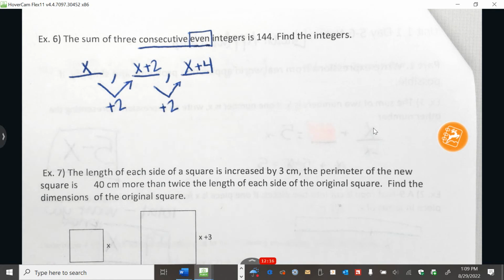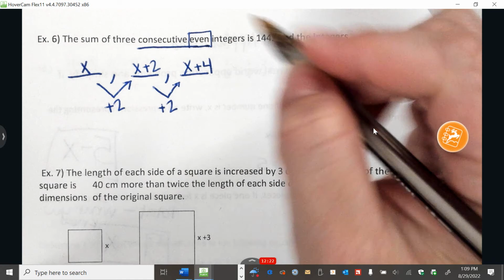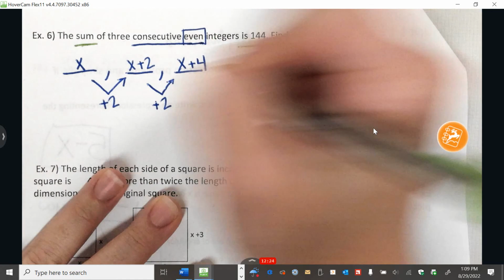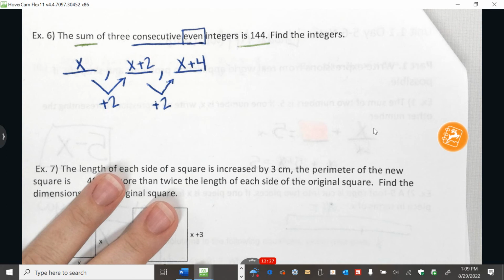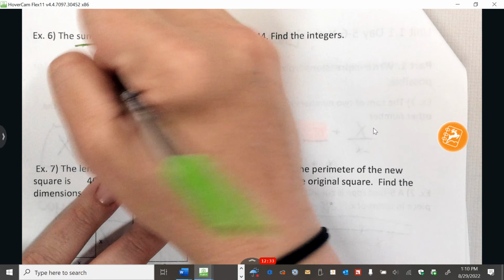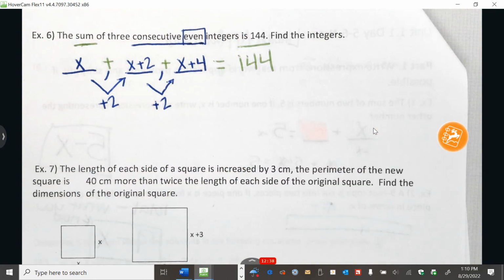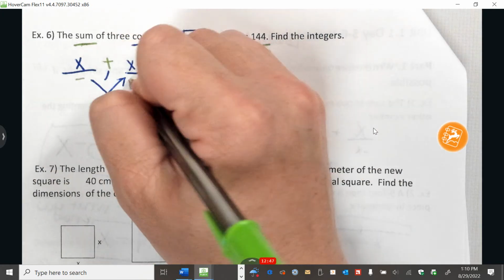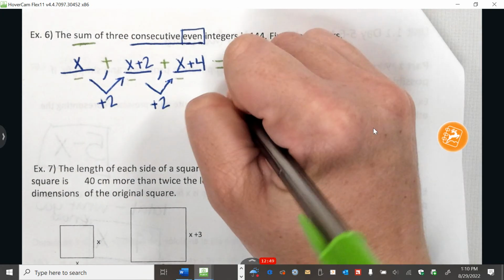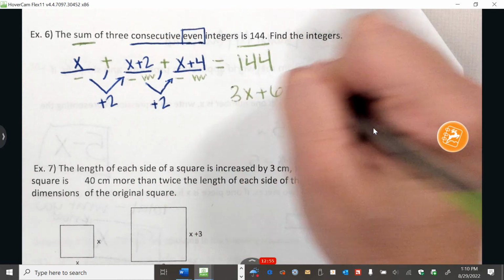So knowing that, it says find the integers. Oh, sorry. The sum is 144. I totally skipped words. Okay, the sum is 144. So how would I set this up as a math problem now? Well, what's going to go in between? Plus, because it said sum. And what's it going to equal? So now treat it just like any other math problem. What are my like terms? Yeah, what's x plus x plus x? And what's 2 plus 4? And what's that going to equal?